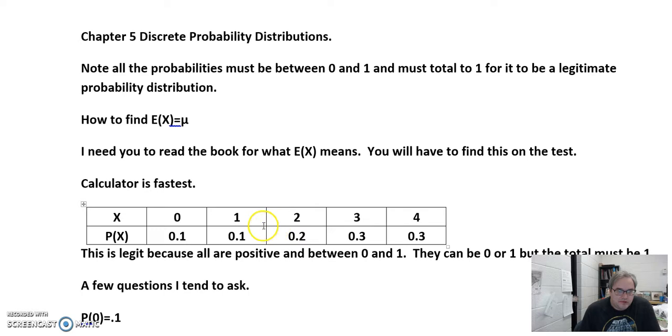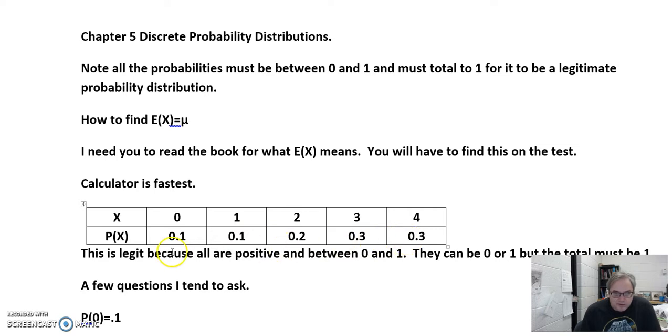Now, just to make sure I'm understanding, and you're understanding, right here, I have probability of 0. That's what this means. I could say probability x equals 0. I could write it in words, whatever. But the probability that the outcome of 0 occurs is 0.1. Probability of a 1 occurs is 0.1. Probability of 2 is 0.2.